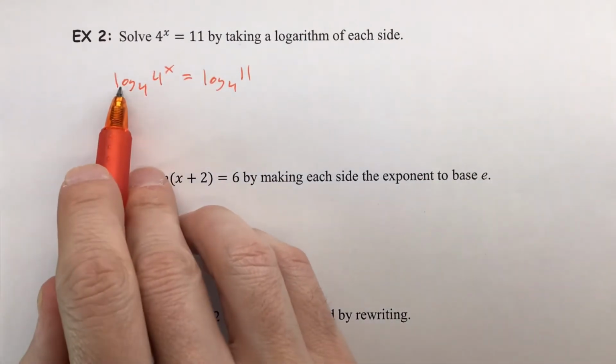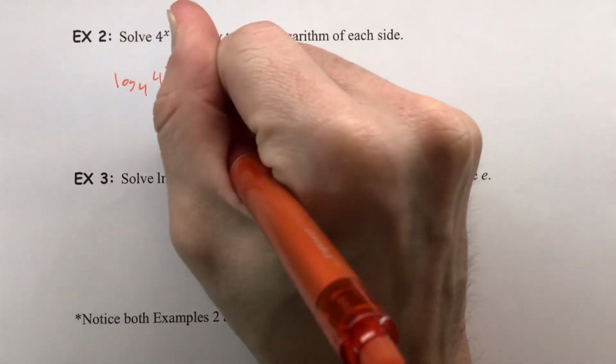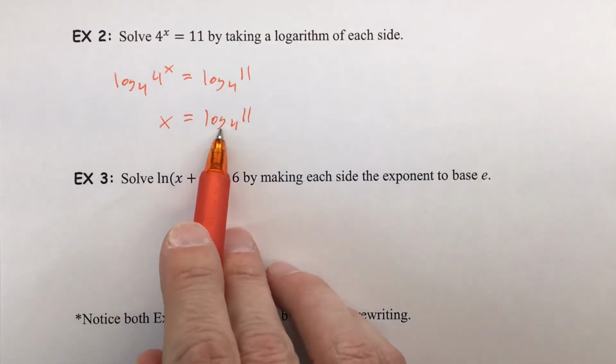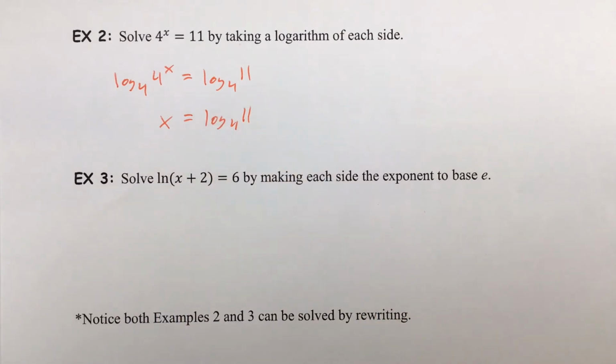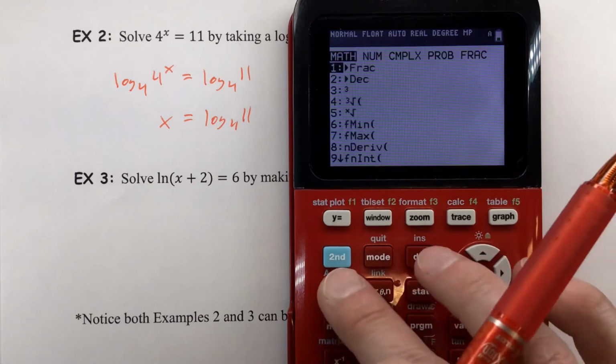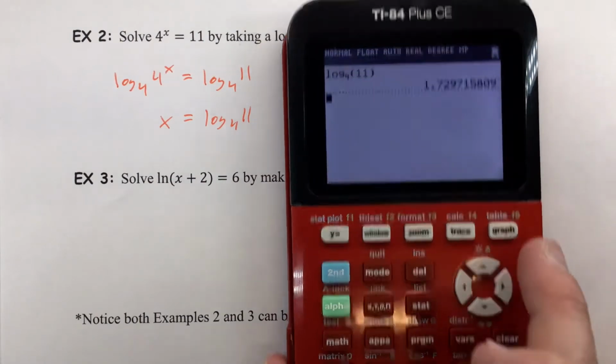Now what we've done here is we've set it up so that we get a composite of inverse functions, which is going to simplify down to just x. So we get that x is going to be equal to log base 4 of 11, which is something that we could input into a calculator. So we can take log base 4 of 11 and get back about 1.73.